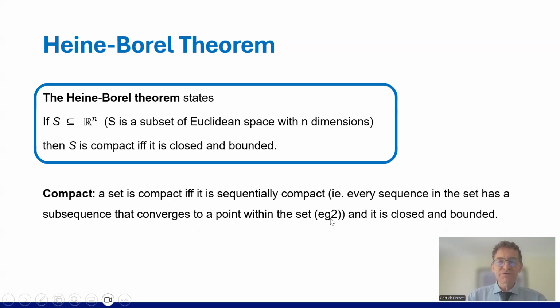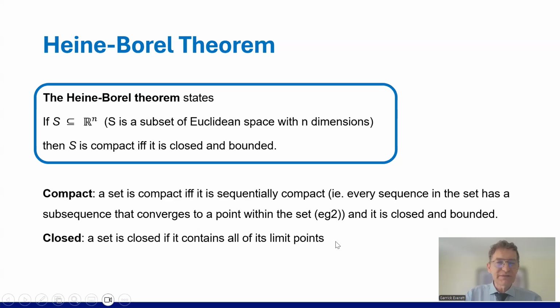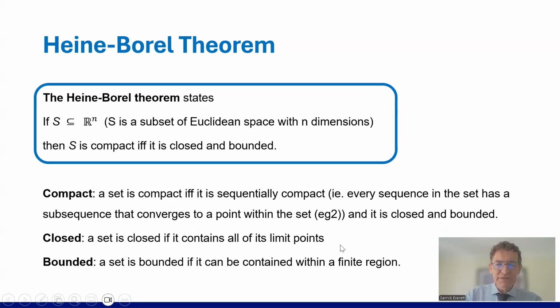And I've listed example 2 there because it's a question and answer so that you understand what this means, and when you get a problem, you'll be able to solve it, we hope. And it's closed and bounded. A set is closed if it contains all of its limit points, and you should remember that from a previous lecture. A set is bounded if it can be contained within a finite region. So they're all pretty self-evident, except for compact. Closed and bounded, sort of pretty obvious.